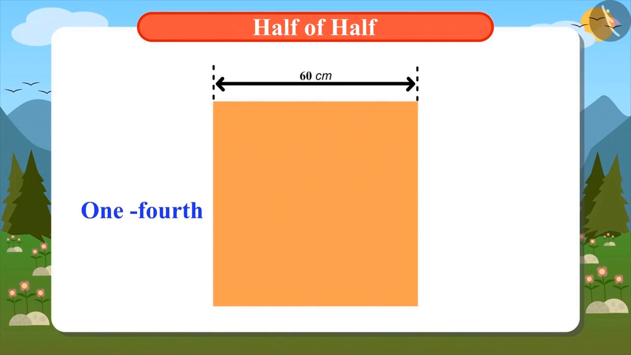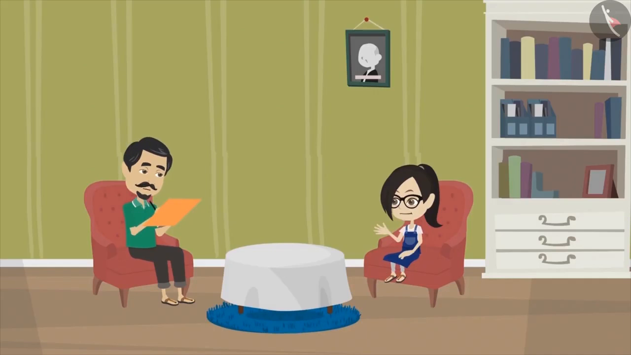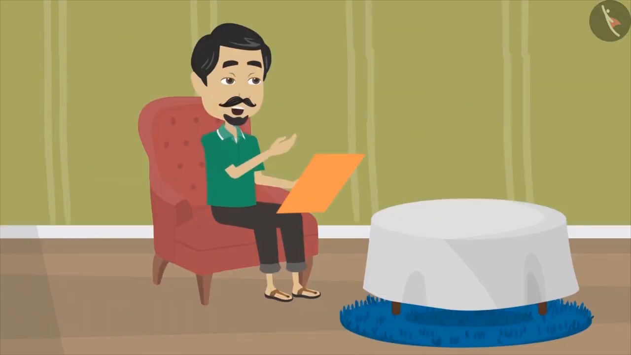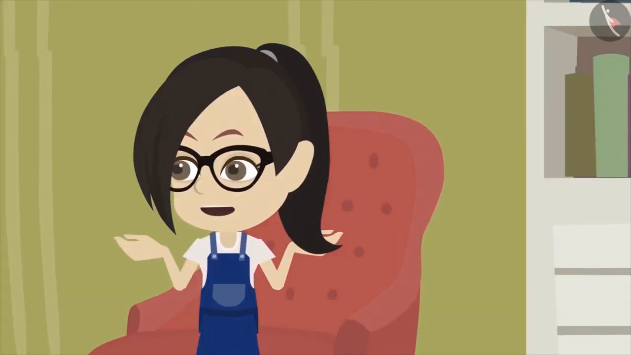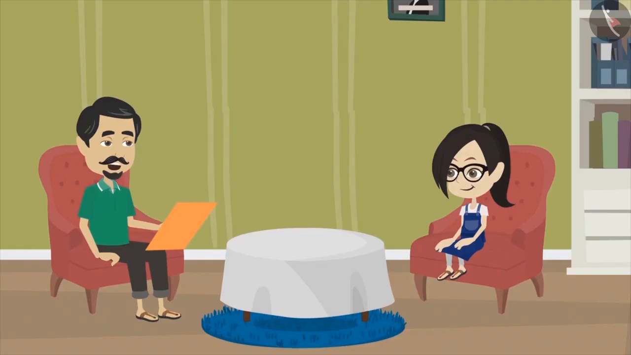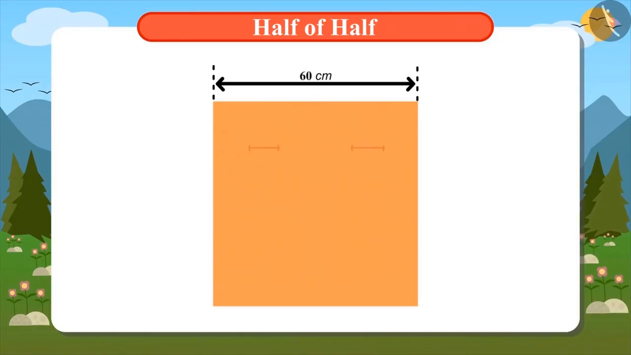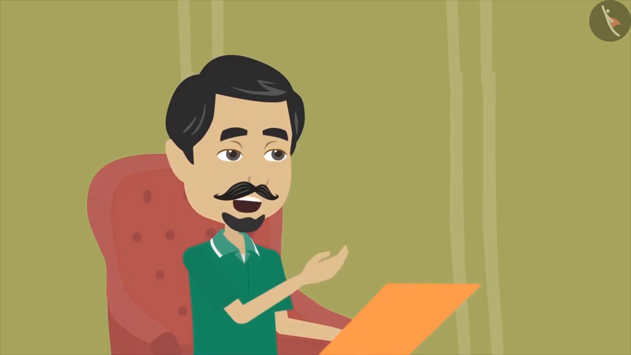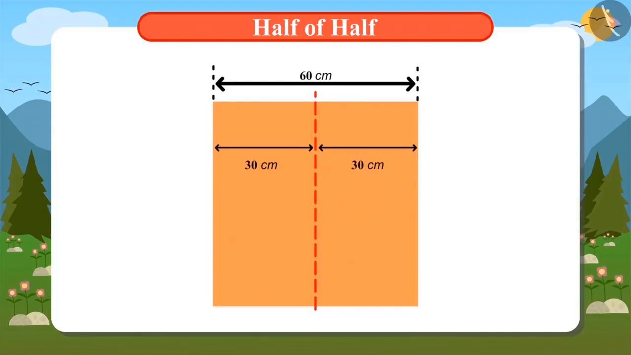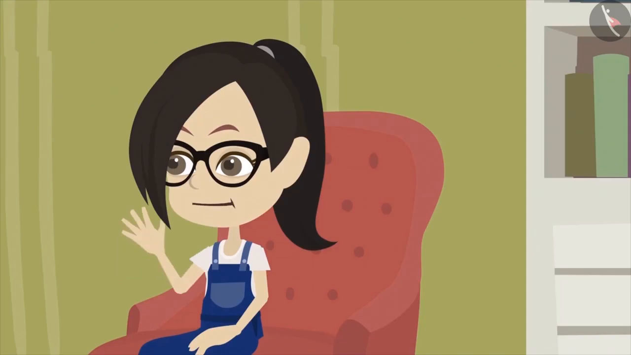in 1/4 part. What does 1/4 part mean? 1/4 part means one of the 4 parts of a thing or shape. I didn't understand anything. Do you know what is half? Yes, when a thing is divided into 2 equal parts, then we say that it is divided into 2 halves. That means we can say that when a thing is divided into 2 equal parts, then one part will be half of that thing. Yes.